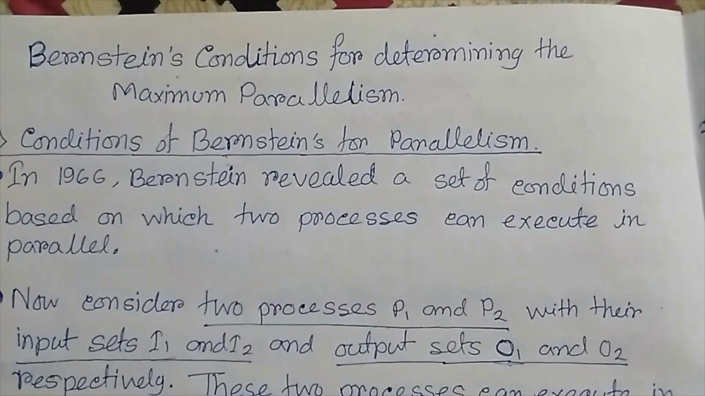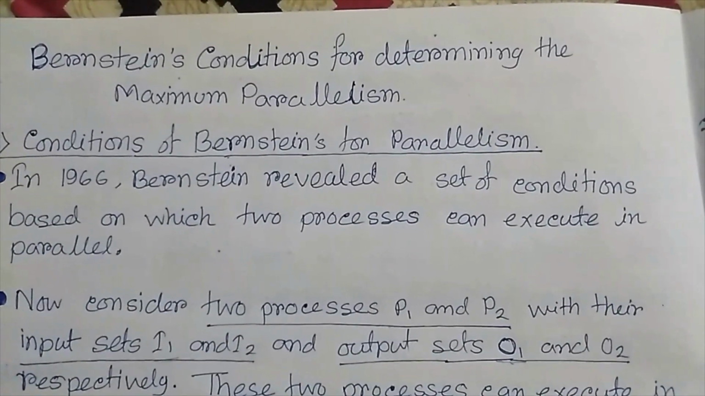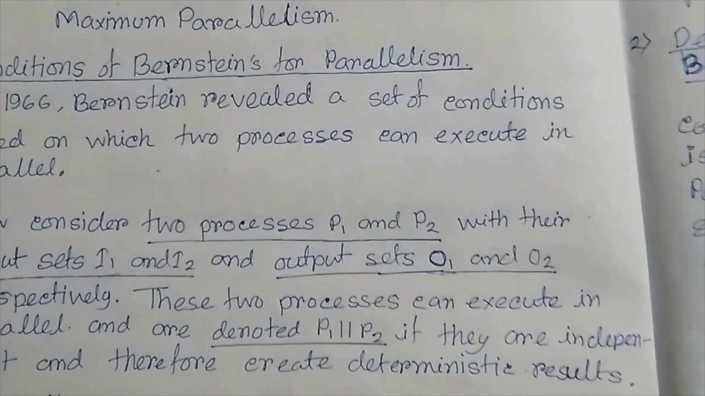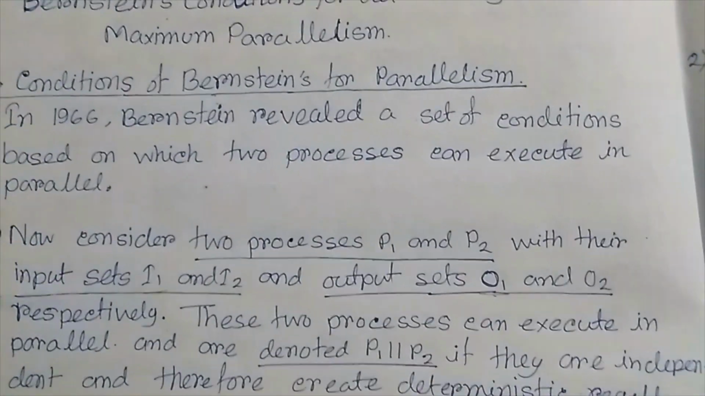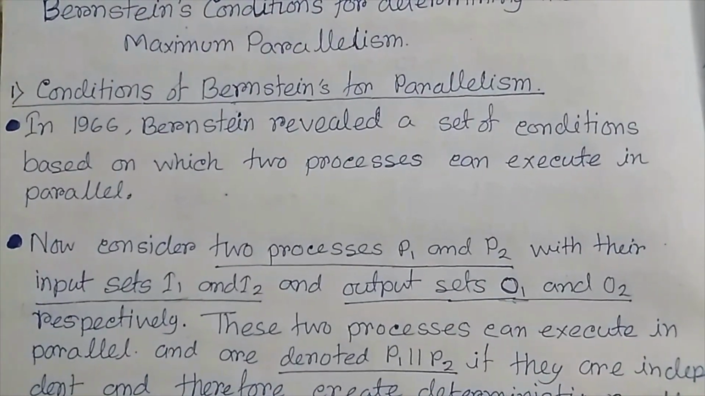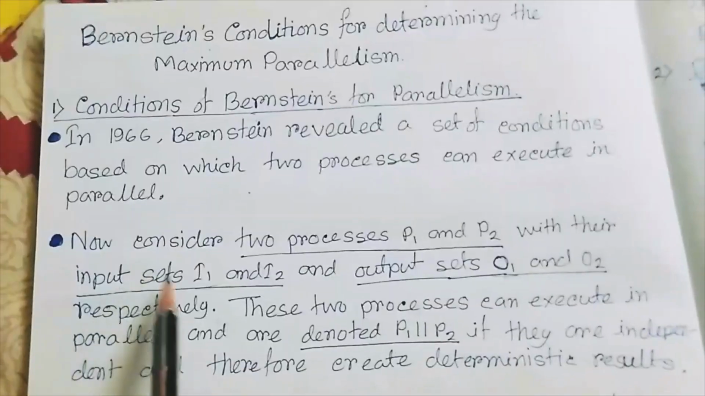The conditions of Bernstein's for parallelism. In 1966, Bernstein revealed a set of conditions based on which two processes can execute in parallel.